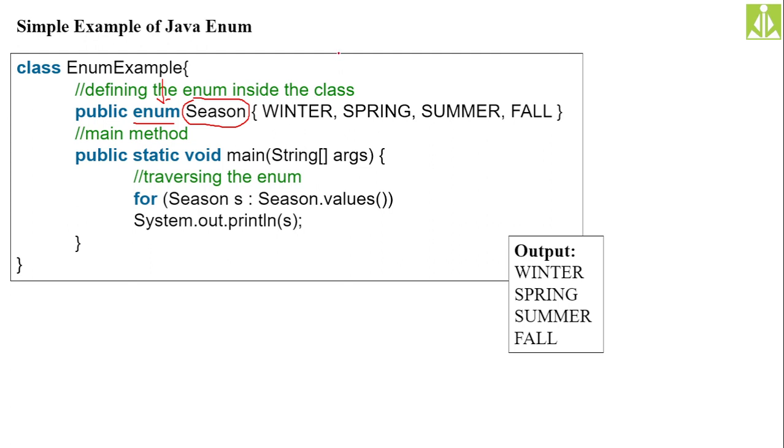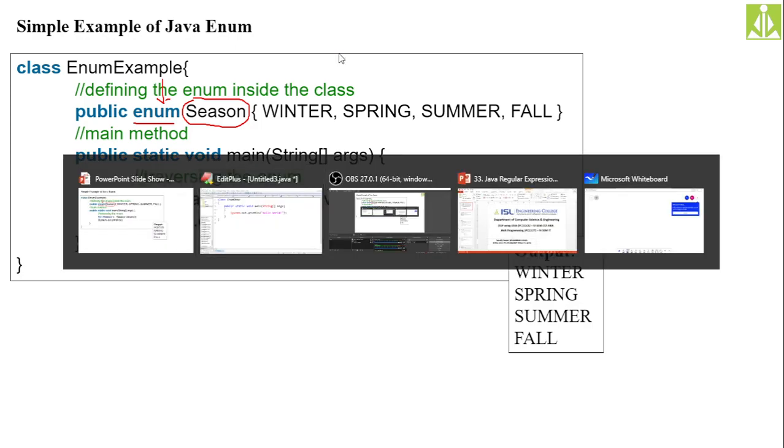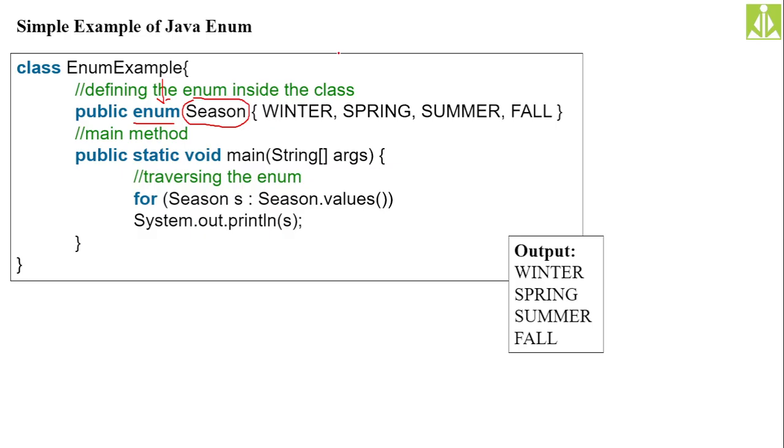So just go, see this enum. When we are accessing it, we are using the advanced form of for loop.